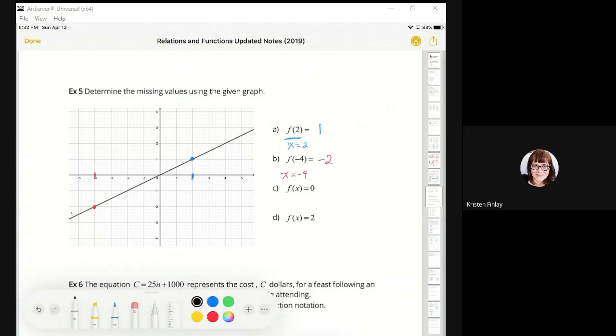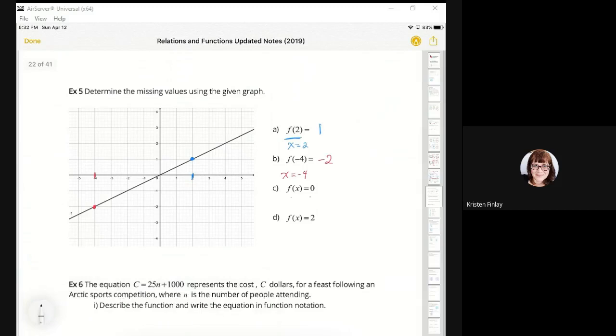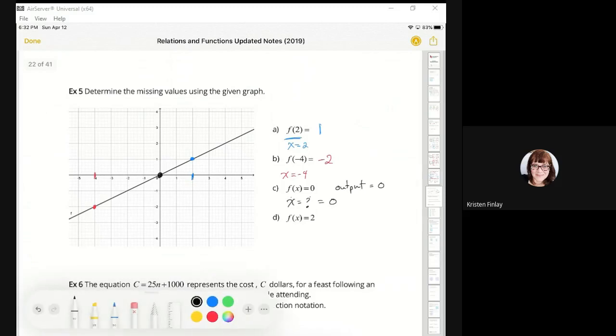So here it says f of x equals 0. So that means I want to know what my x is. My y value, my output, equals 0. So at 0, what is my value for x? So x equals 0. Okay, and similarly here, we'll go back to blue.